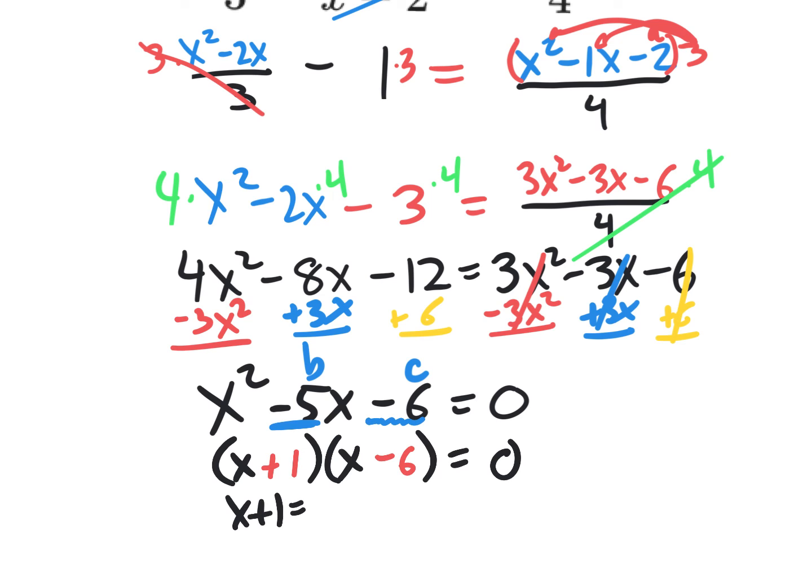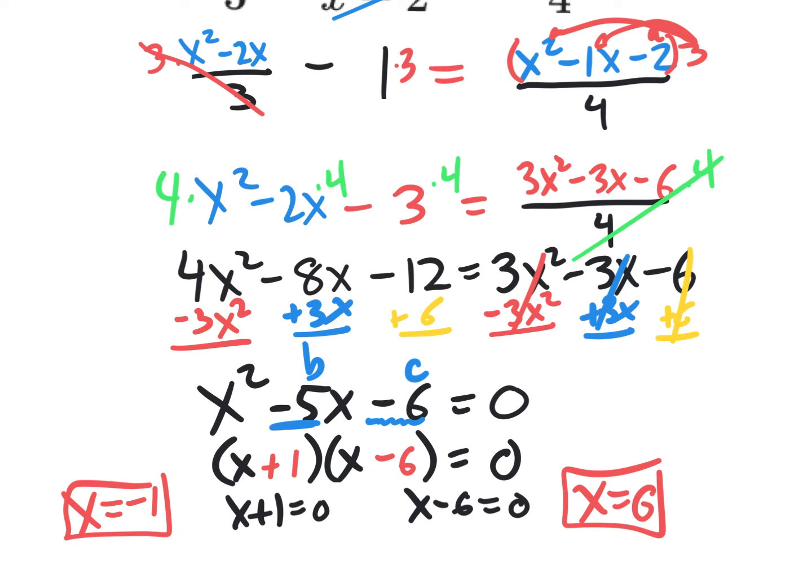And now because of zero product property, I will be able to split them. X plus 1, that could be equal to 0. X minus 6, that could also be equal to 0, giving me my two answers, x equals negative 1 and also x equals positive 6. Are you with me? Yay? Más o menos? Okay, that was a fun one.